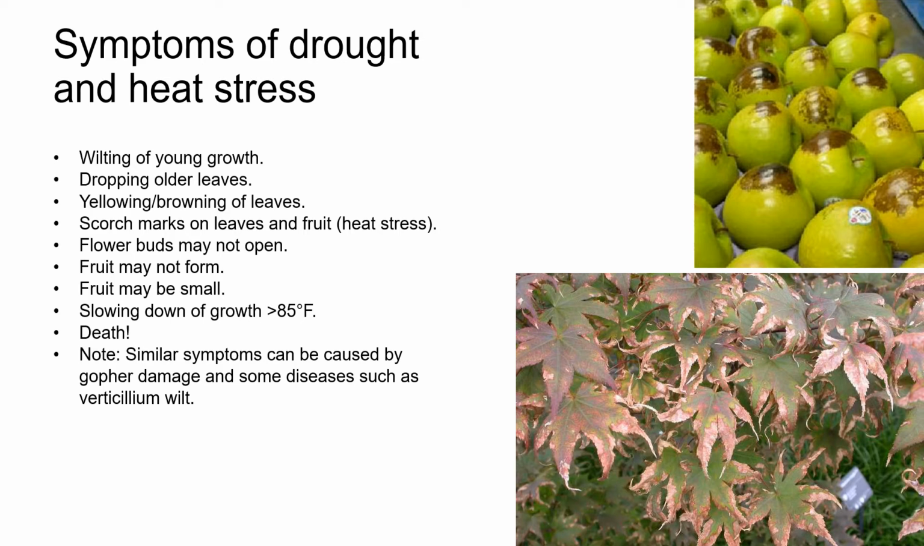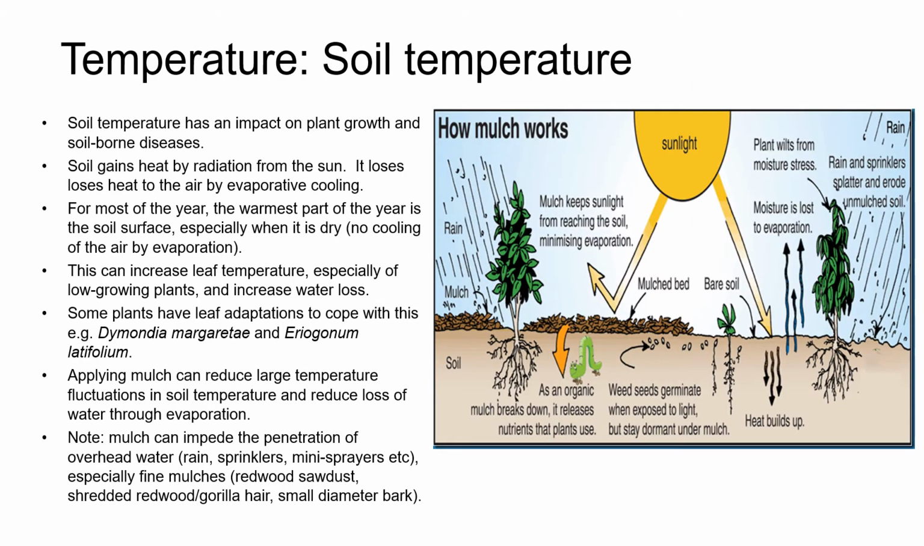So if the flower buds don't open, then fruit may not form because the flowers won't be pollinated if they're closed. Even if the flowers are pollinated, fruit may not form, or it may be small because the plant needs to be photosynthesizing sufficiently and efficiently in order to produce enough carbohydrates to lay down in these fruits.